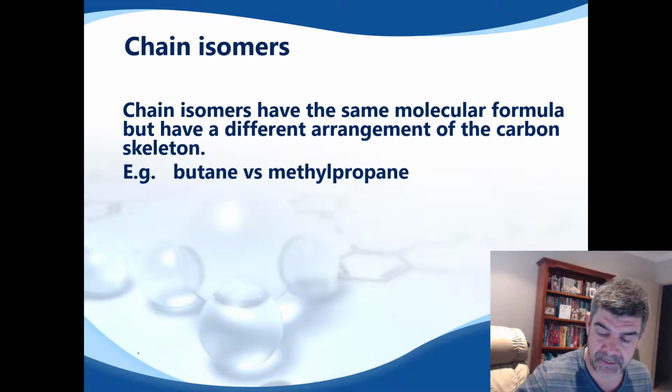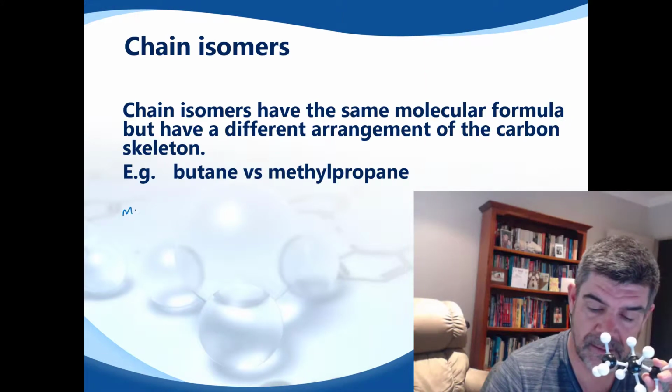So let's start with butane. Here is butane. So butane has 1, 2, 3, 4 carbons, and it has 2, 3, 4, 5, 6, 7, 8, 9, 10 hydrogens. So therefore, its molecular formula would be C4H10.